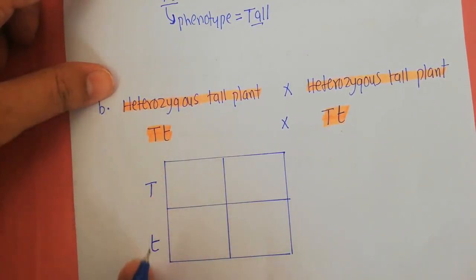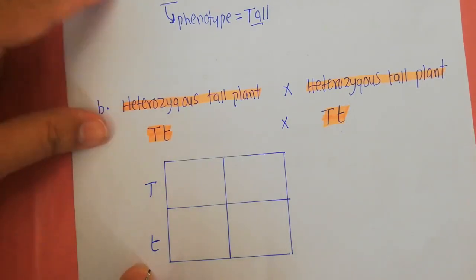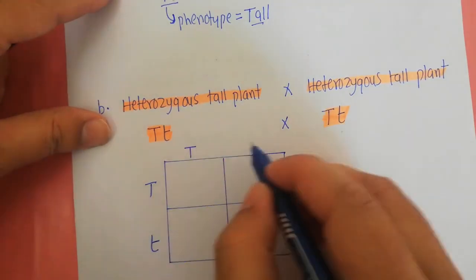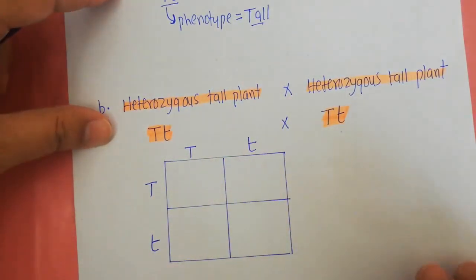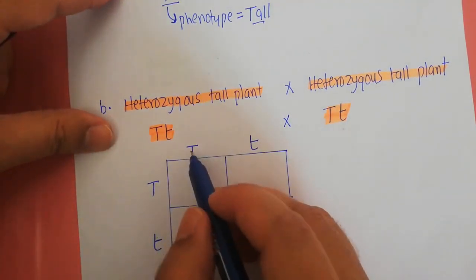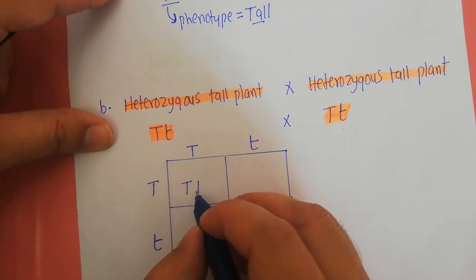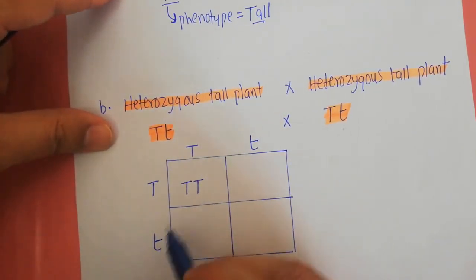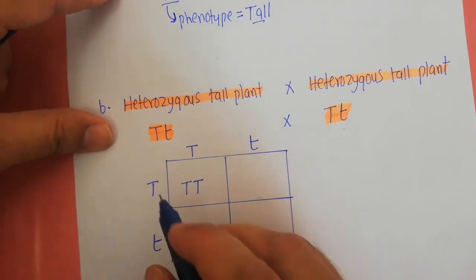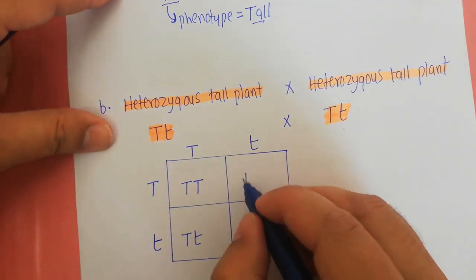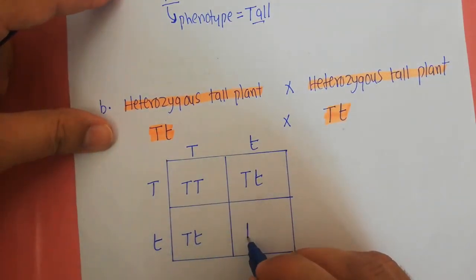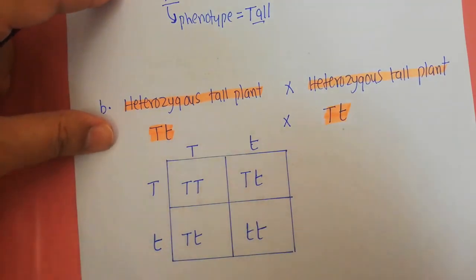So this particular side shows you the gametes of this parent. This parent can make two types of gametes, having the capital T or having the small t. If you cross them, this gamete is going to combine with this gamete, giving you a capital T and capital T. This gamete combines with this gamete, giving you a capital T and a small t. This gamete combines with this gamete, giving you capital T and small t, and this gamete combines with this one, giving you a small t and a small t.